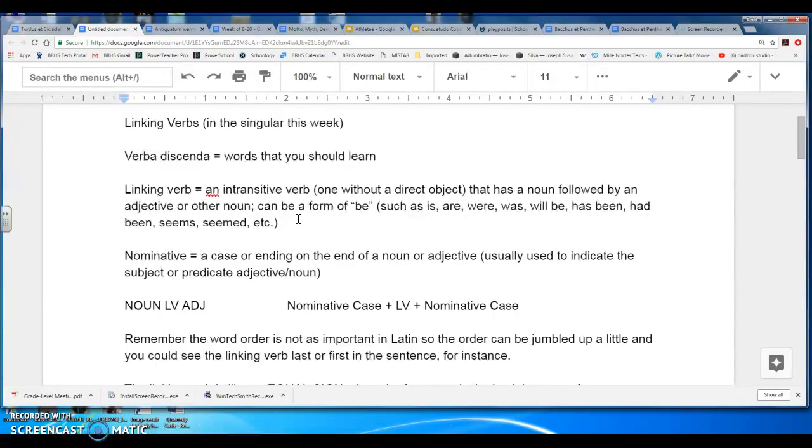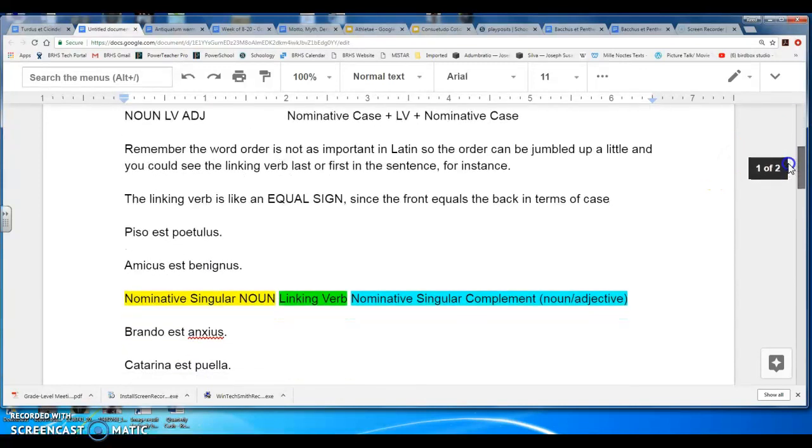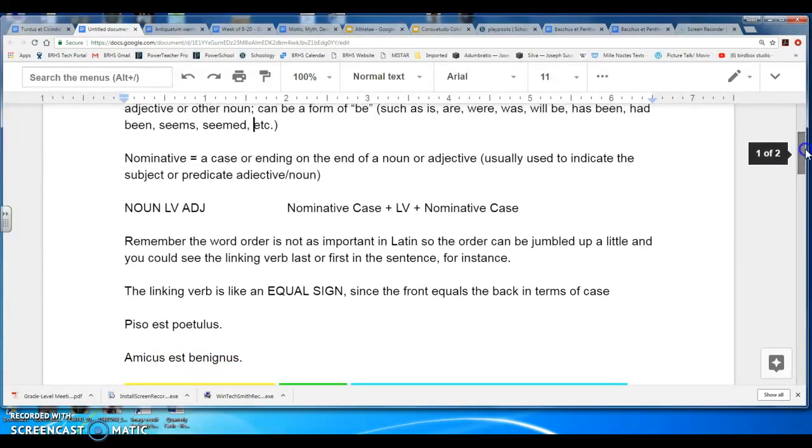So in this term called nominative, nominative is the case used for certain nouns when they are the subject or the predicate nominative. We'll talk more about those terms in a minute. Some things to keep in mind. You'll see this nominative case plus this linking verb plus this other nominative case.